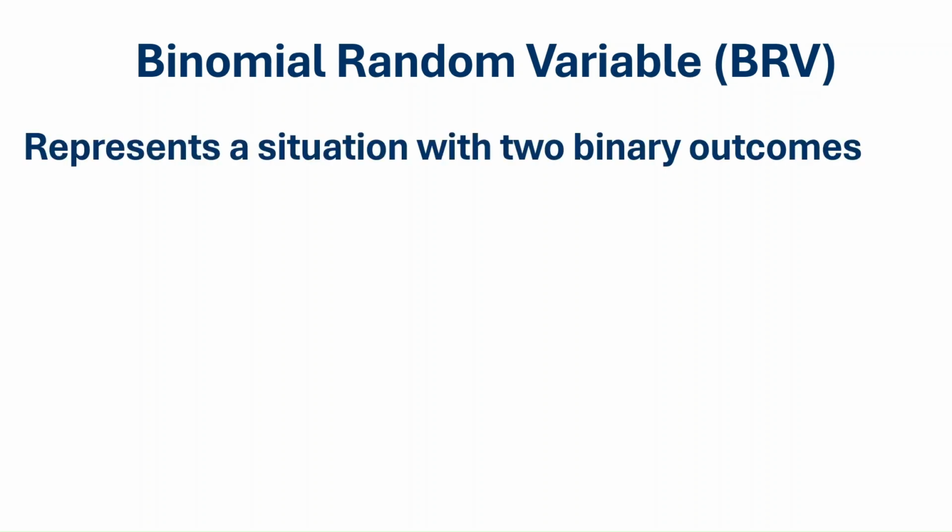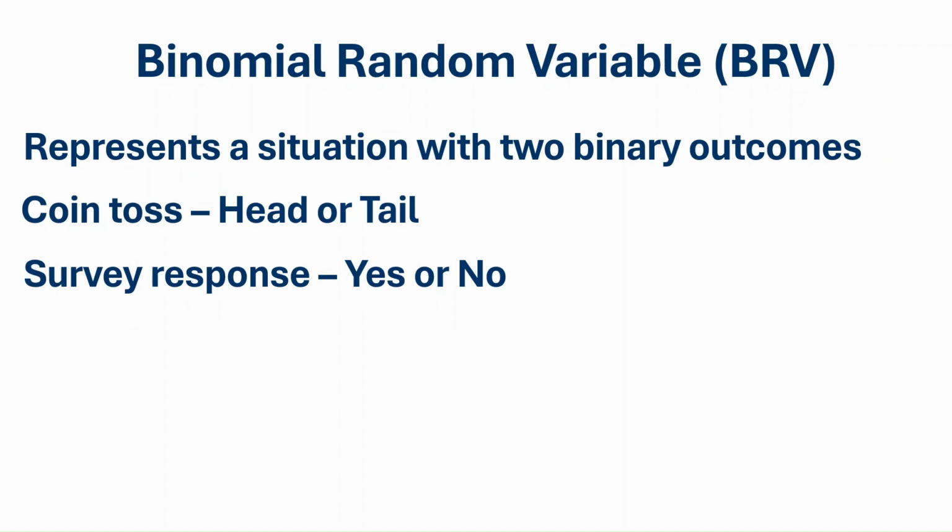Hi there. In this video, we're going to talk about random variables. A binomial random variable represents a situation with two binary outcomes. For example, if we toss a coin, we have two outcomes, either a head or a tail. Or if we have a survey with a question and the answer to the question is yes or no.